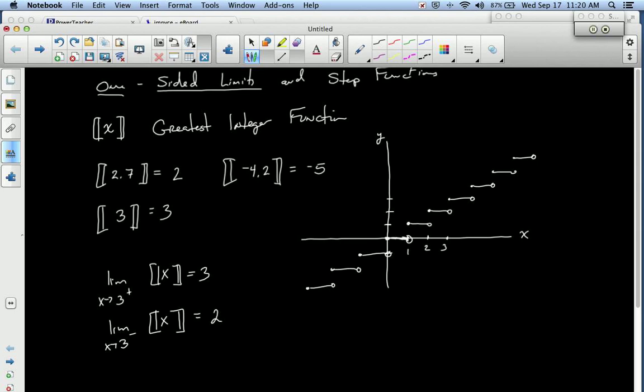Okay, so the one-sided limits conflict, which means the limit itself doesn't exist, but the one-sided limits are unique and can help us with continuity on closed intervals and things of that nature. So step functions are great for talking about one-sided limits, and there's an example of the greatest integer function of x.